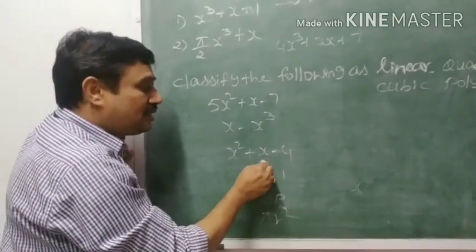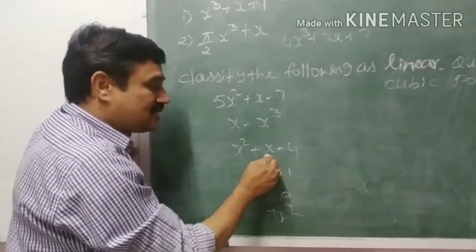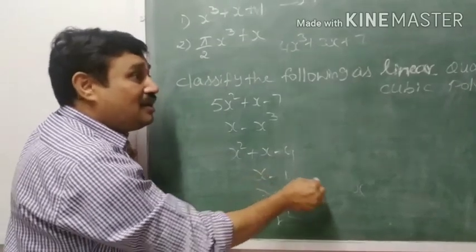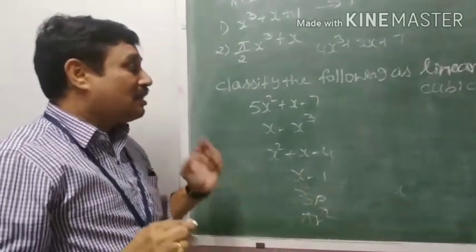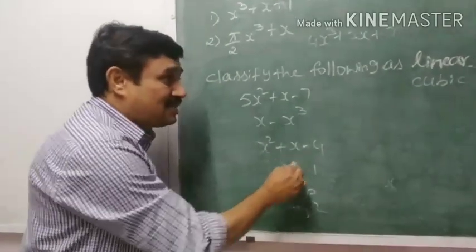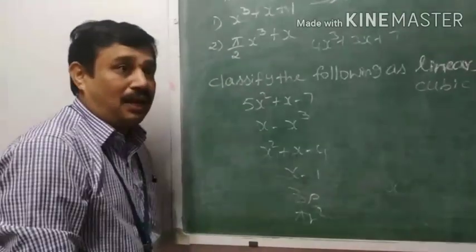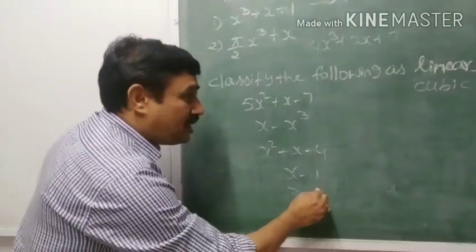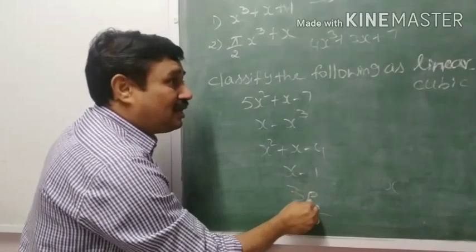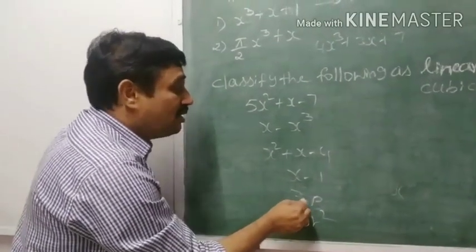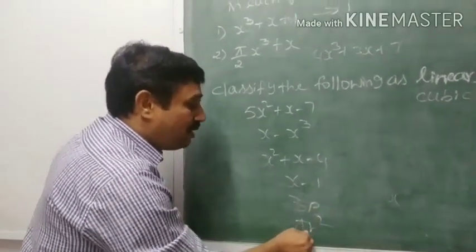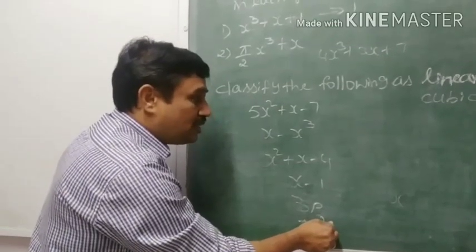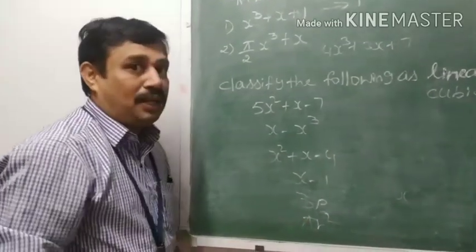Here there is no degree written, which means we can consider it as 1. So it is a linear polynomial. Why? Because the degree is 1. It is nothing but a linear polynomial. Here also there is no power, which means 1. Here the degree is 1, so it is a linear polynomial. Here what is the degree? 2. So it is a quadratic polynomial.